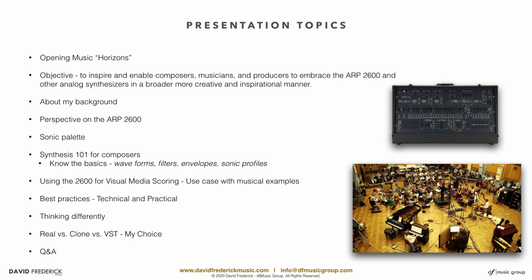We'll also go through a bunch of use case examples of visual media scoring with the 2600, and I've taken what I call the overt and the subtle approach. The overt is where you're going to really hear the 2600 as a prominent instrument in the piece of music, and in the other one, I've used the 2600 in a much more subtle way, and we'll talk about that and take a listen to that.